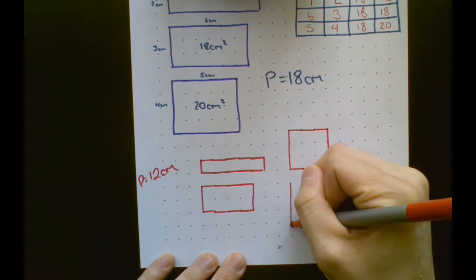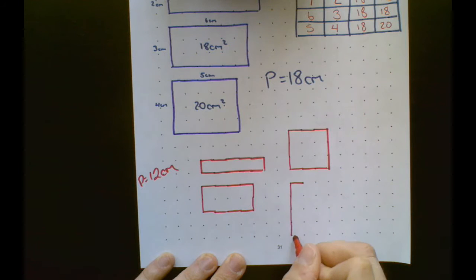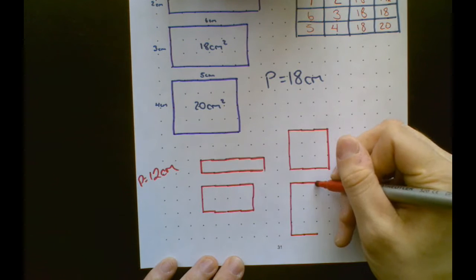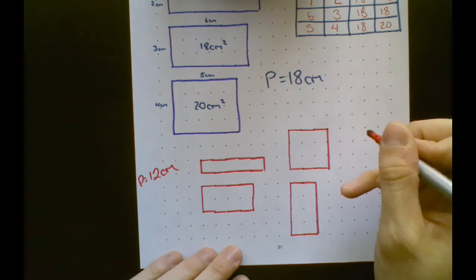1, 2, 3, 4, 5, 6, 7, 8. Got to be careful here. 9, 10, 11, 12. Perfect. I'm going to stop there for now just because I don't have a ton of space.